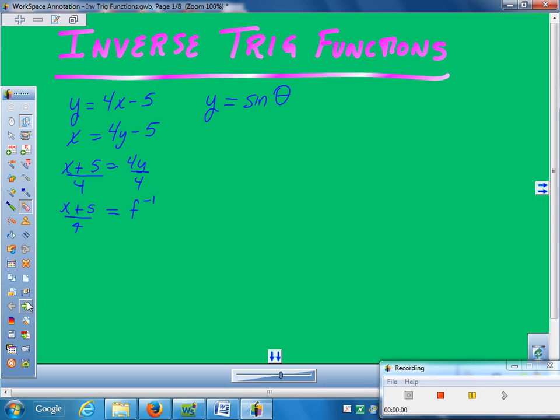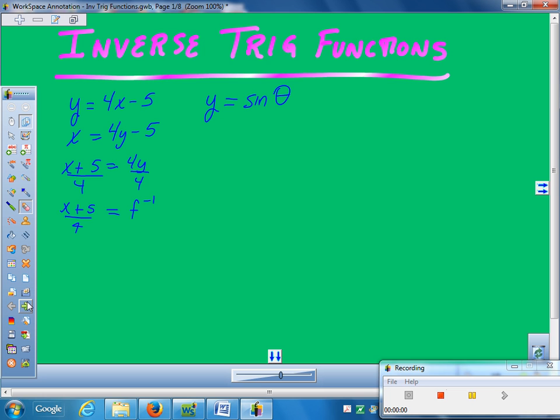We'll say that again. If you want to find an inverse, you switch x and y, and you solve for y. Sorry, I already had done that. In our case, I want to find the inverse trig function. And I am intentionally using theta instead of x here as sine of theta, because when you see theta, you think angle. I need you to realize we're talking about an angle here.